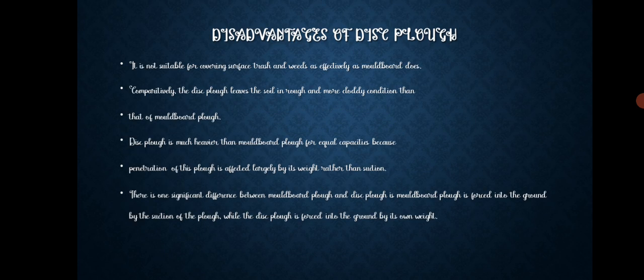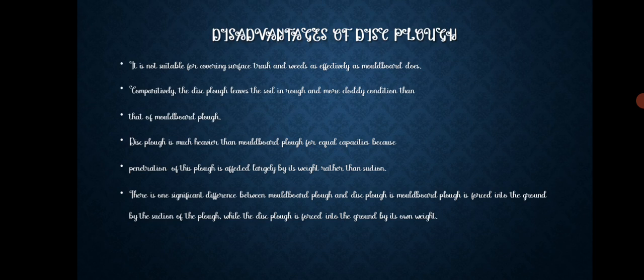Disadvantages of disc plough. It is not suitable for covering surface trash and weeds as effectively as an MB plough. Comparatively, the disc plough leaves the soil in a rough and more cloddy condition than that of an MB plough.